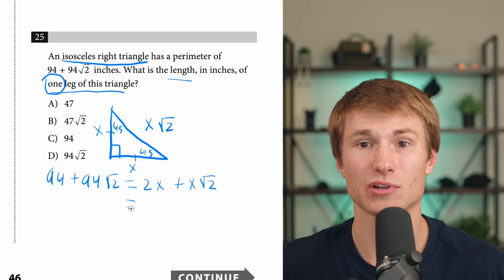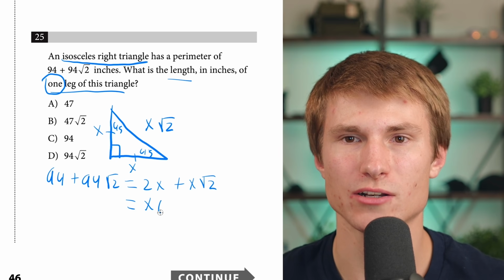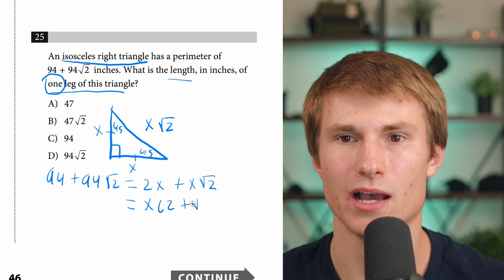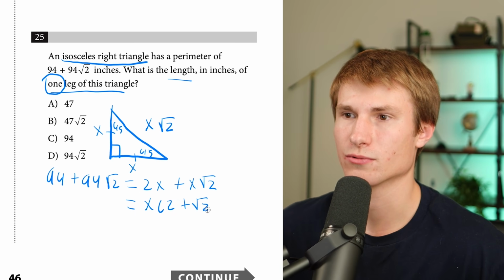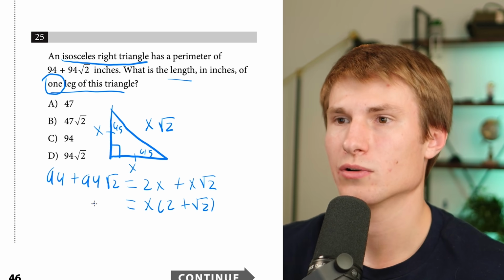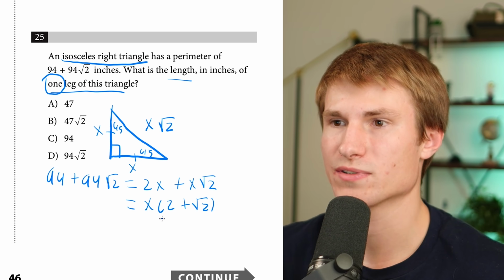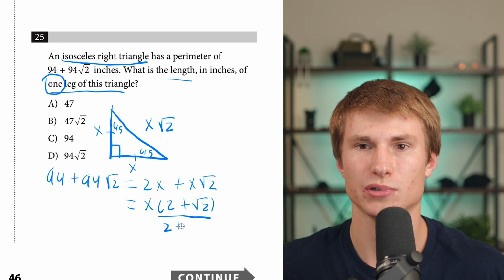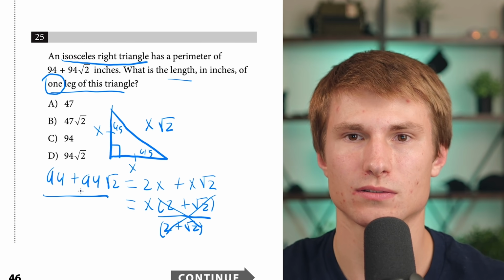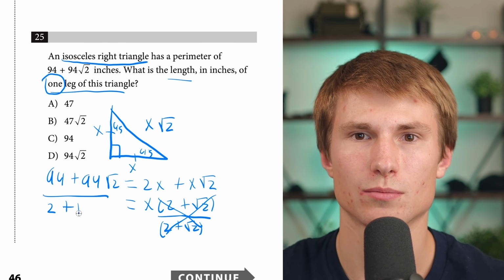From here, I'm looking to solve for x. So I'm going to factor out x from my right side. I'm going to get x times (2 plus root 2). Now, to ultimately solve for x, I just divide both sides by this 2 plus root 2. So now I have isolated my x. This is over 2 plus root 2.